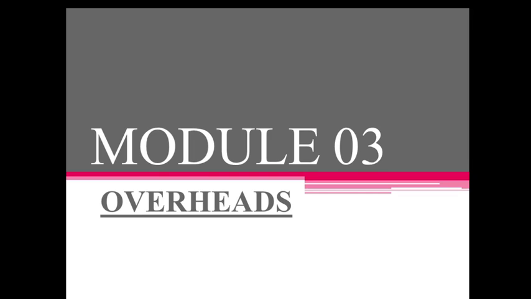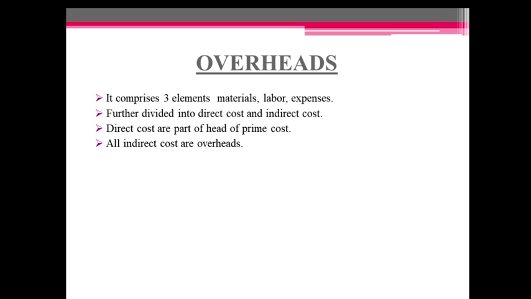So now in this session I am going to start module number 3, which is overheads. Do you know what overheads are? Overhead means indirect expenses. Overheads comprise 3 elements. Which are those 3 elements? The first one is material, the second one is labor, and the third one is expenses. These are the 3 elements of overheads.